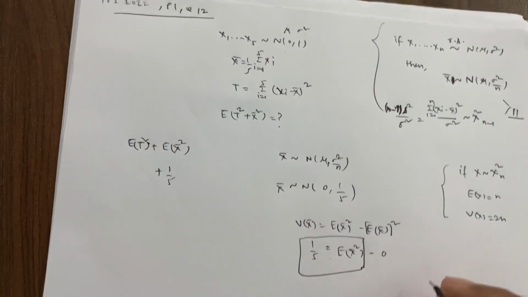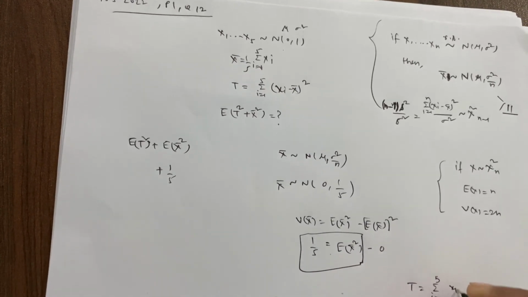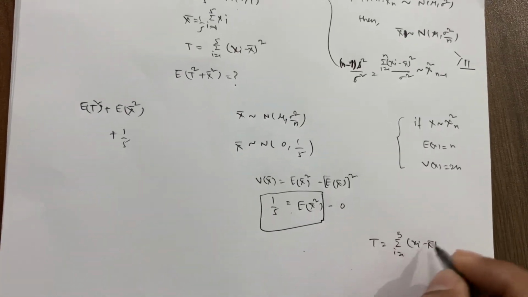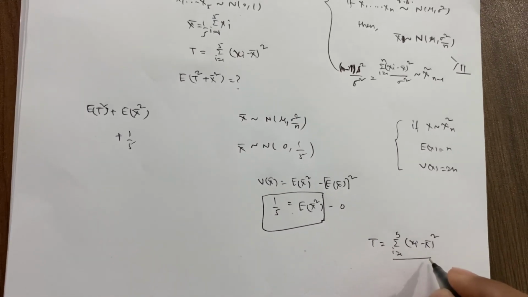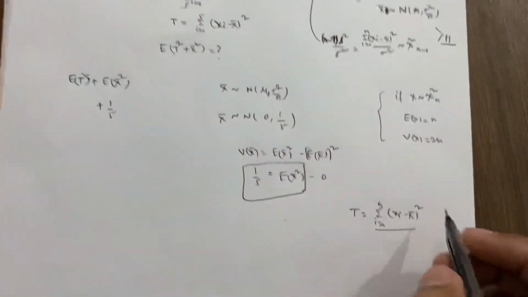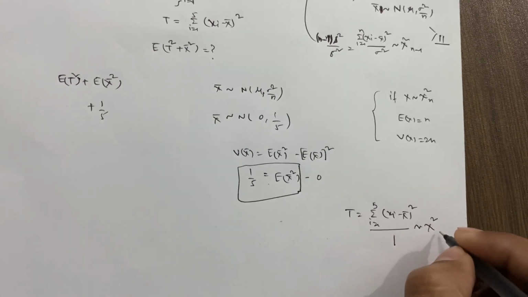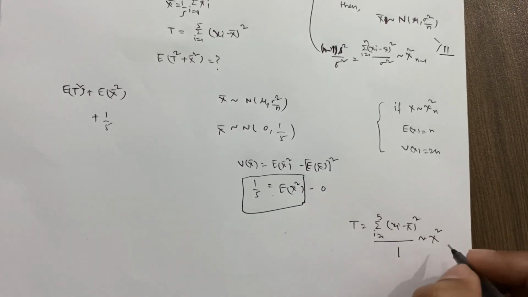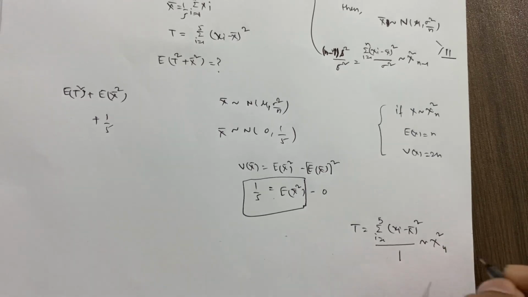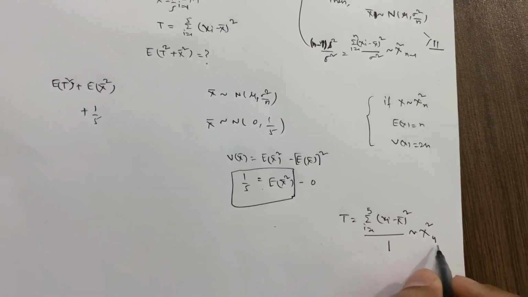Now we will find expectation of t square. Now t is given like this, summation i from 1 to 5 of (xi minus x bar) square. Now we divide it by sigma square. Okay, our sigma square is 1. Okay, so we divide it by 1, then this distribution follows n minus 1. N is our 5, 5 minus 1 will be 4. Okay, so t is following a chi-square distribution with 4 degrees of freedom.